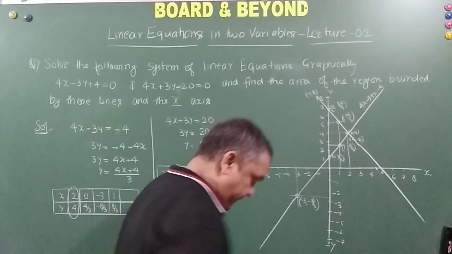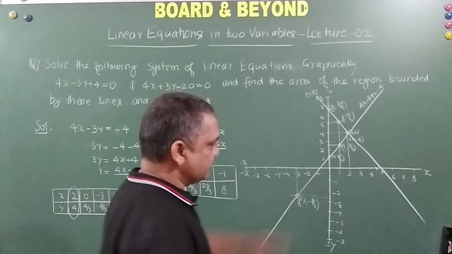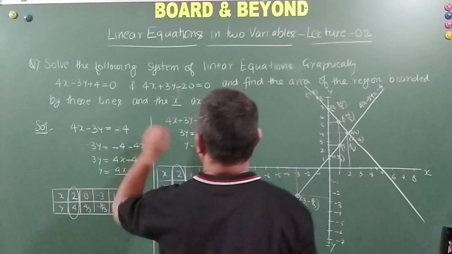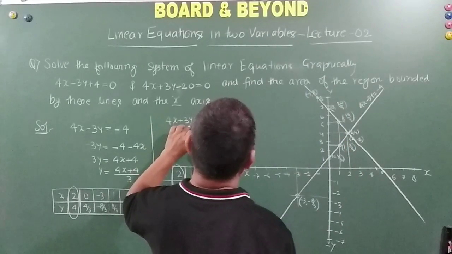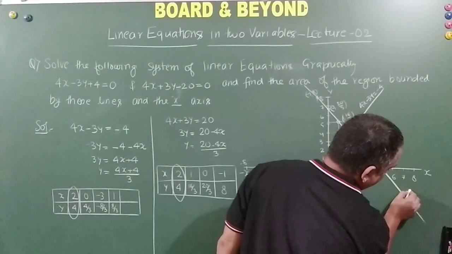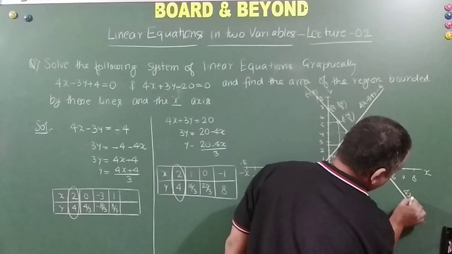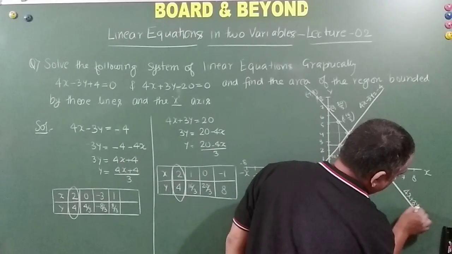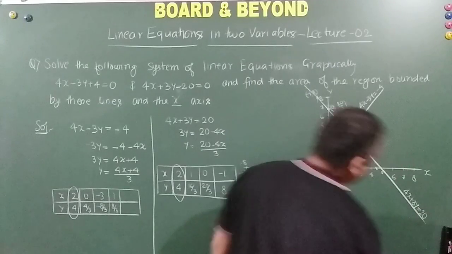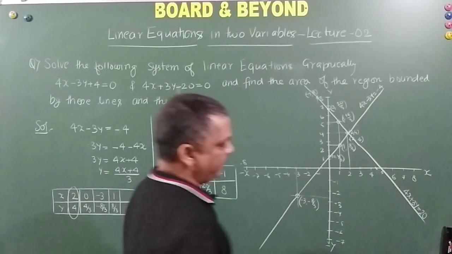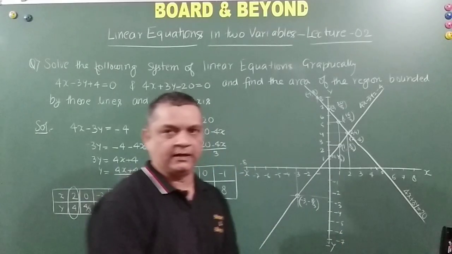Now, friends, let's do one thing. This is about plotting the graph. Okay, I need to write 4x plus 3y is equal to 20. So this line is the representation of 4x plus 3y is equal to 20. Right. Okay. So now the plotting has been done.